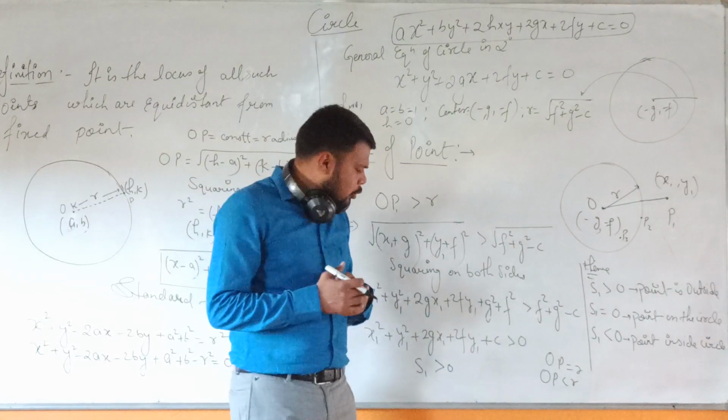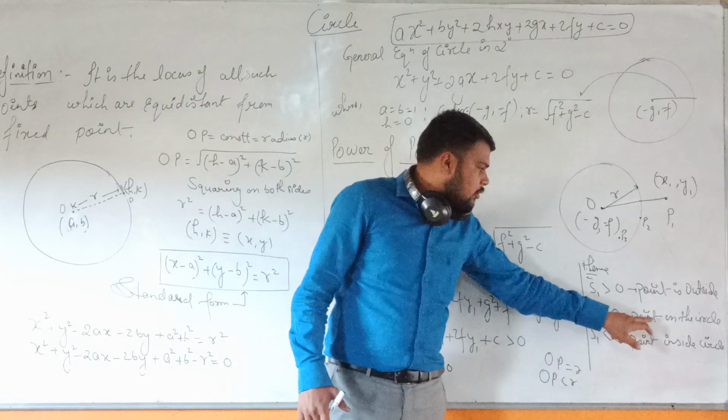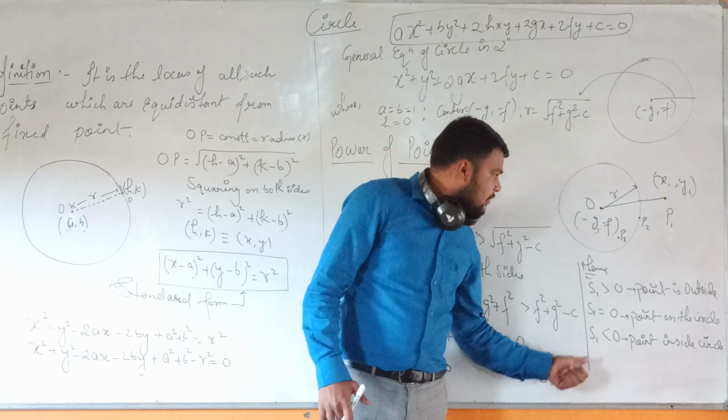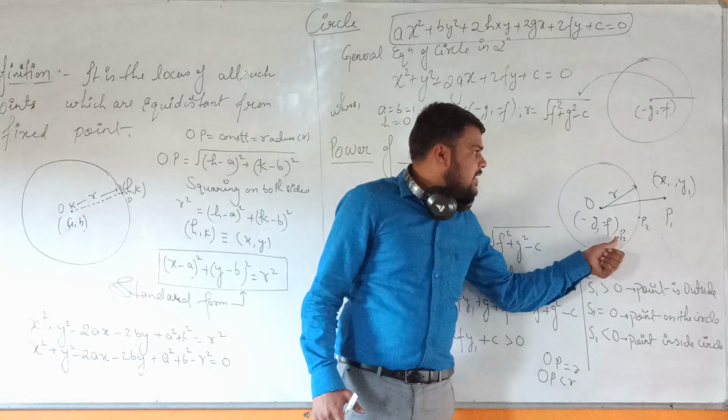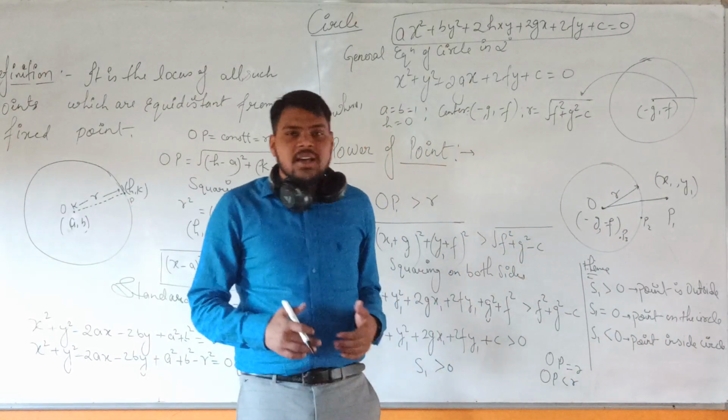You can further prove it also. If OP is equal to the radius, you take the symbol as equal, right? So the point is on the circle. If the point is inside the circle, it means OP is less than R. If P3 is there, then OP3 is less than the radius. So we can say S1 is less than 0, and the point is inside the circle.